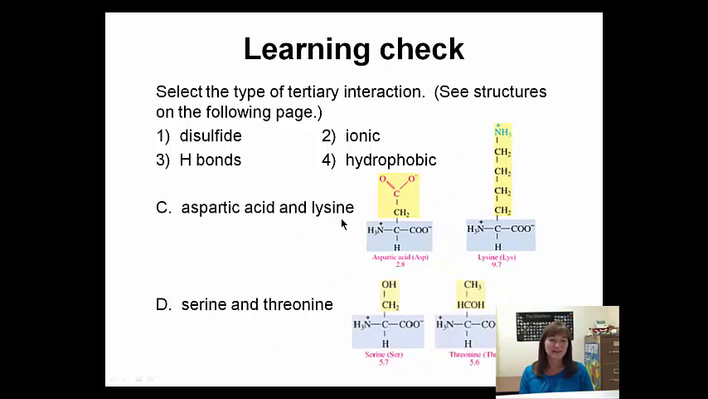C is aspartic acid with lysine. So when we look at the R group of aspartic acid, that is our carboxylic acid. And lysine is a base, so that's going to give us the ionic interaction. Another word for the ionic interaction would be a salt bridge cross-link. Serine and threonine, I have an OH group interacting with another OH group, so that is going to be hydrogen bonding. So that would be a number 3.